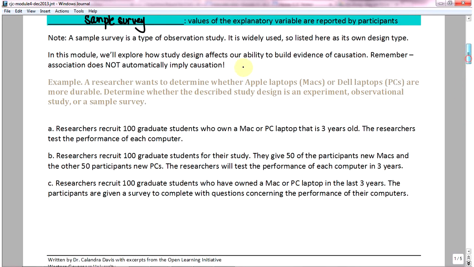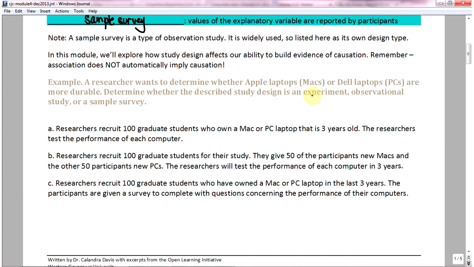In our first example, a researcher wants to determine whether Apple laptops, which we'll refer to as Macs, or Dell laptops, which we'll refer to as PCs, are more durable. Determine whether the described study design is an experiment, an observational study, or a sample survey. Part A, researchers recruit 100 graduate students who own a Mac or PC laptop that is 3 years old. The researchers test the performance of each computer.